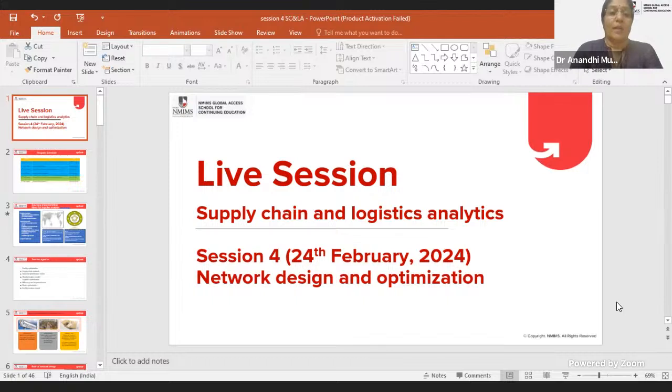Yes, we are in the final session on supply chain and logistics analytics. And in today's session, that is session 4, we are going to discuss network design and optimization.